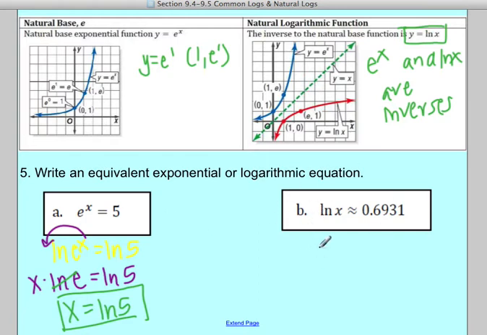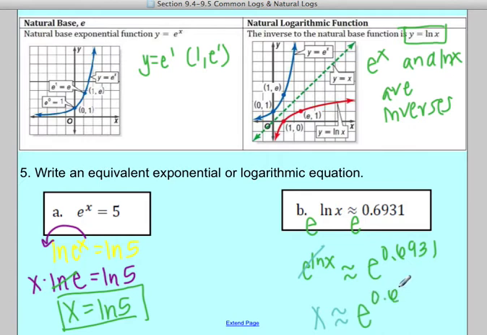Now the next one, if I wanted to figure this out, I would do base e on both sides. So it's e to the natural log of x is approximately, that's what those little squiggly lines mean, 0.6931. Once again, those cancel, so x is approximately... I did base e on both sides, didn't I? And I didn't rewrite it here. Let me do that. e to the 0.6931. So x is approximately e to the 0.6931. There it is written as an exponential.